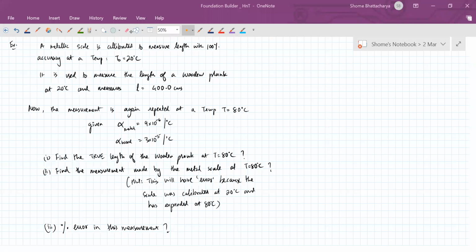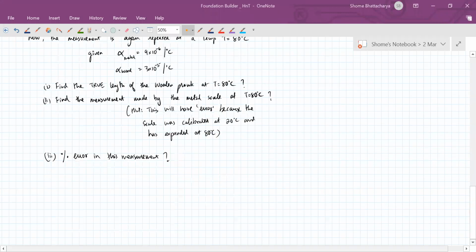Okay, so let's understand this question. So the first thing you have to pick up here is that with the temperature rising, the scale also expands as well as the actual wooden plank that expands. So as a result of that, the measurement made by the scale is not going to be accurate, and that's why we are talking about a percentage error in the end.